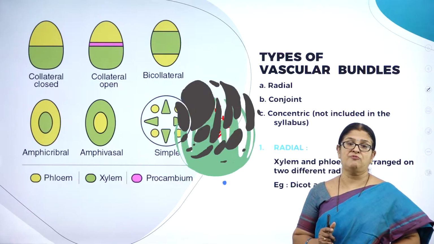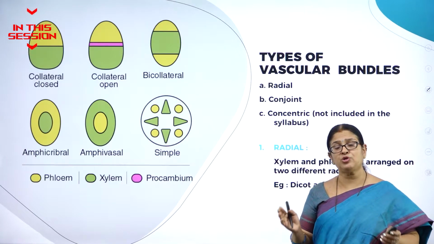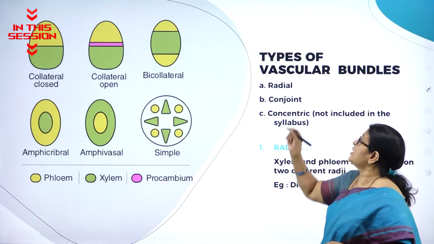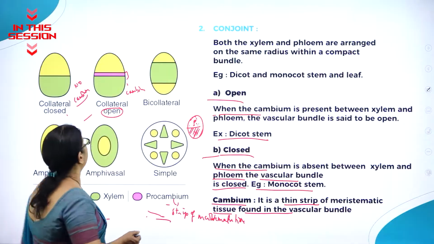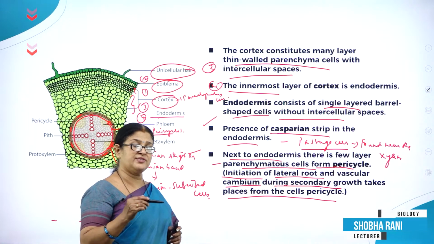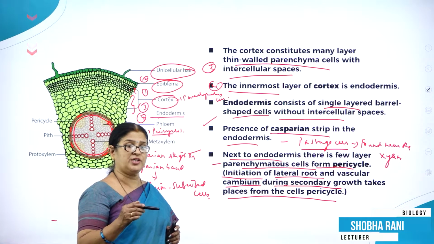Xylem and phloem are called vascular tissues, and when they are found together, it is called a vascular bundle. It is a thin strip of meristematic tissue found in the vascular bundle. Vascular cells are the cells which are found near the xylem to facilitate the movement of water.